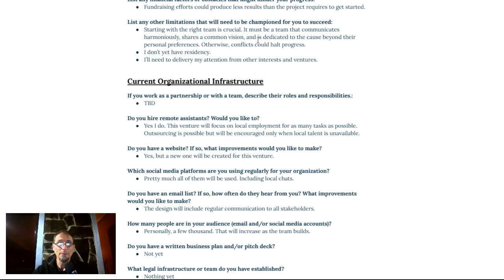So yeah, my team is those who communicate harmoniously, they share a common vision, and they're dedicated to the cause beyond their personal preferences so that conflicts don't halt progress.